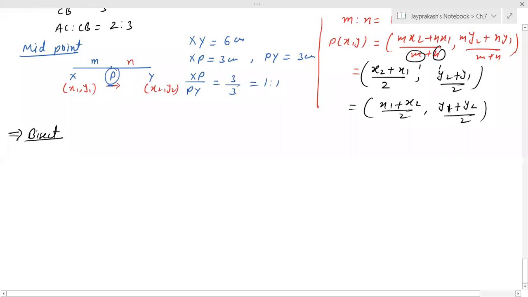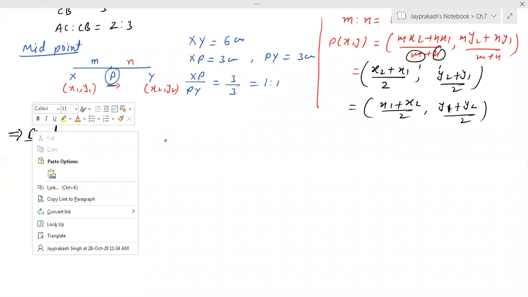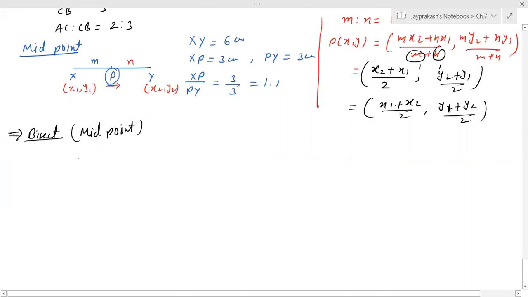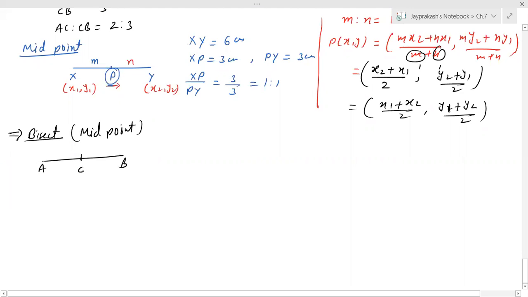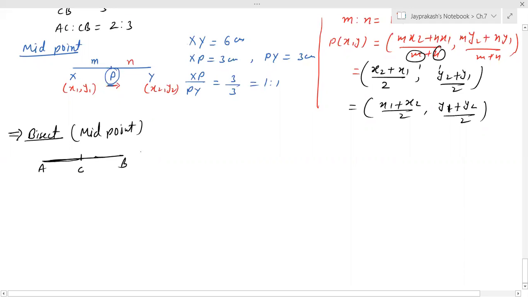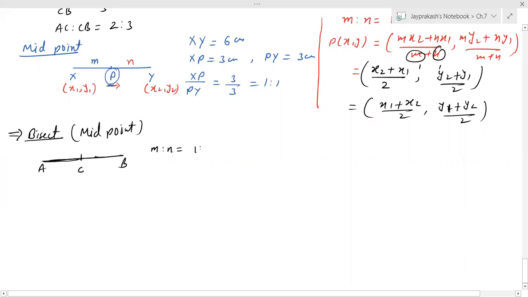So next topic, bisect. So whenever we discuss the bisect, bisect is a midpoint. Or you can also say that the whole line is divided into 2 parts. So if the line is divided into two parts, both the parts are equal. So we can say that ratio m is to n is equal to 1 is to 1. So we can use the midpoint formula.